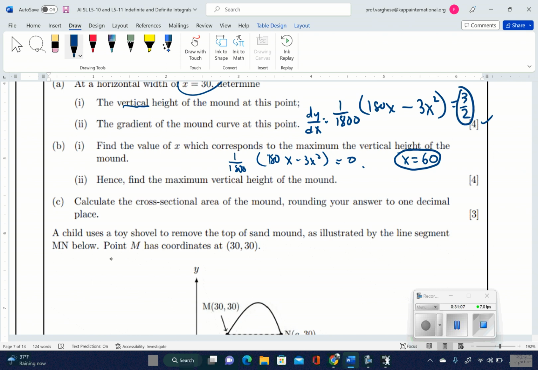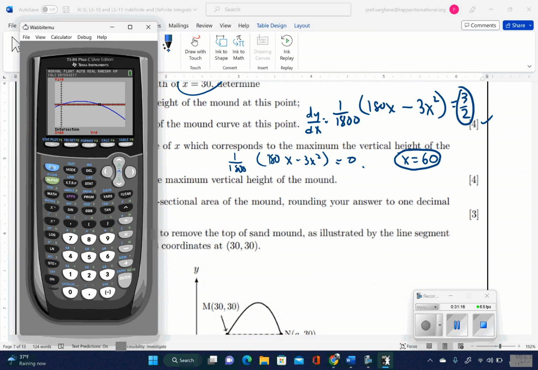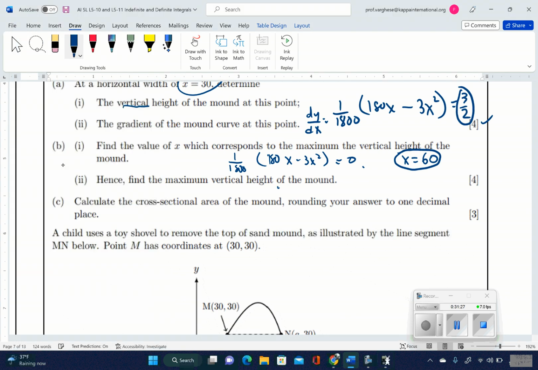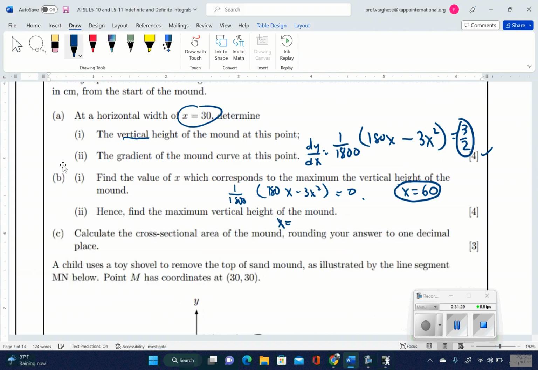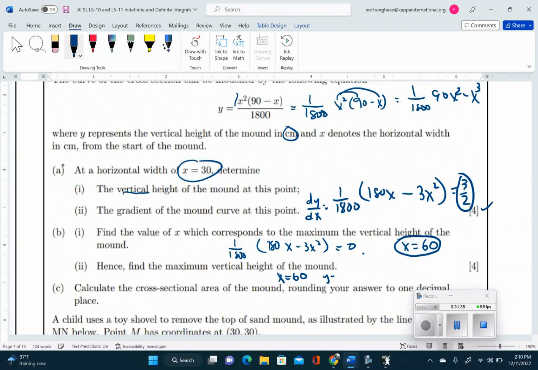Okay. For part B2, hence find the maximum vertical height, right? So when x equals 60, we're looking for what is our y. So to do that, I can go ahead and see what that's going to equal, right? I'm going to take it and plug it back into my original function. So if x equals 60, we're going to plug it back into the original function, which is right here. So I'm going to find out what the y is by plugging it right in here.